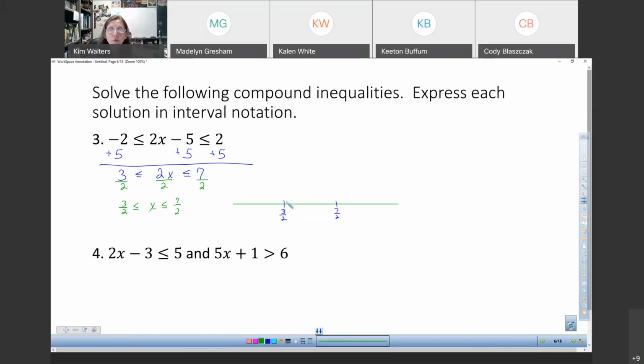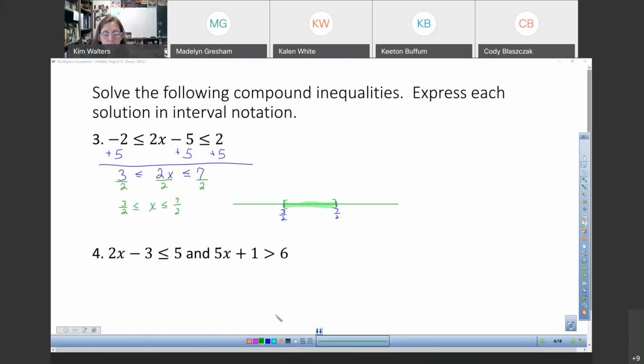So if 3/2 is less than or equal to x, and x is less than or equal to 7/2, I'm going to use square brackets on here, and I'm going to shade in between. So here we go, and we're going to shade this piece in between here. All right. Should have picked something other than green, but that's okay. So now I have my shaded part of my number line.